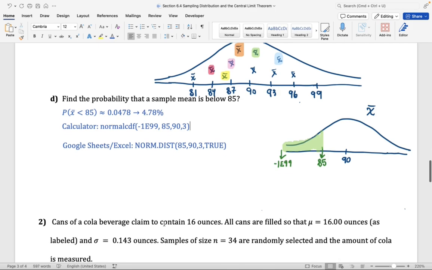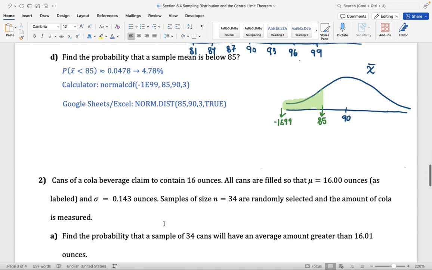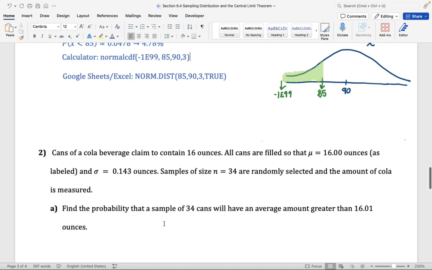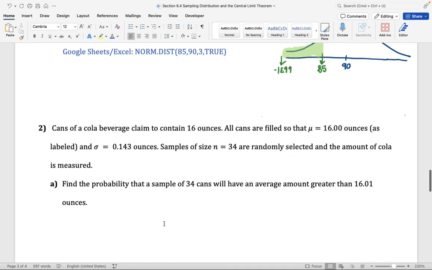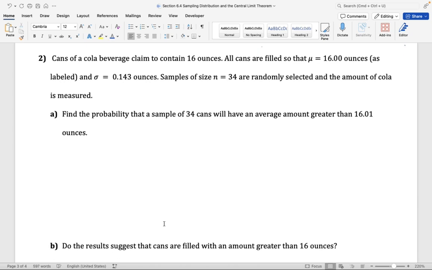I want you to go ahead and practice this on your own. We're going to set up number 2 together, and then I'm going to ask you to answer the questions below. Here we're going to be looking at a real-life scenario. Cans of cola beverage claim to contain 16 ounces. All cans are filled so that the mean is equal to 16 ounces as labeled, and the standard deviation is equal to 0.143 ounces. Now, we're going to be taking samples of size n equal to 34. They're going to be randomly selected, and the amount of cola is going to be measured.